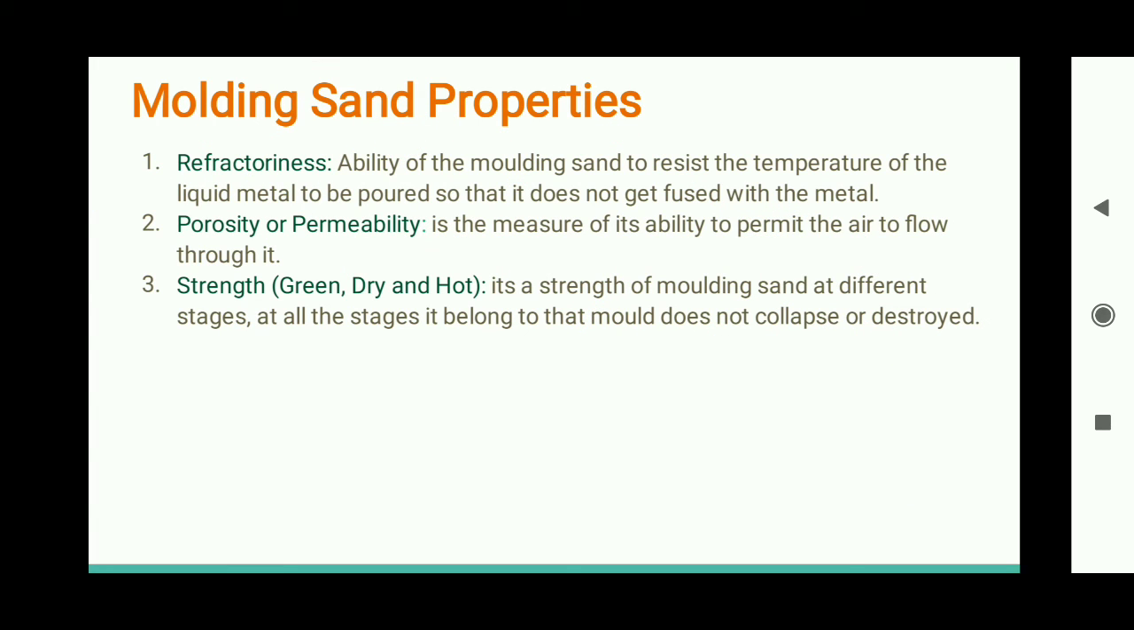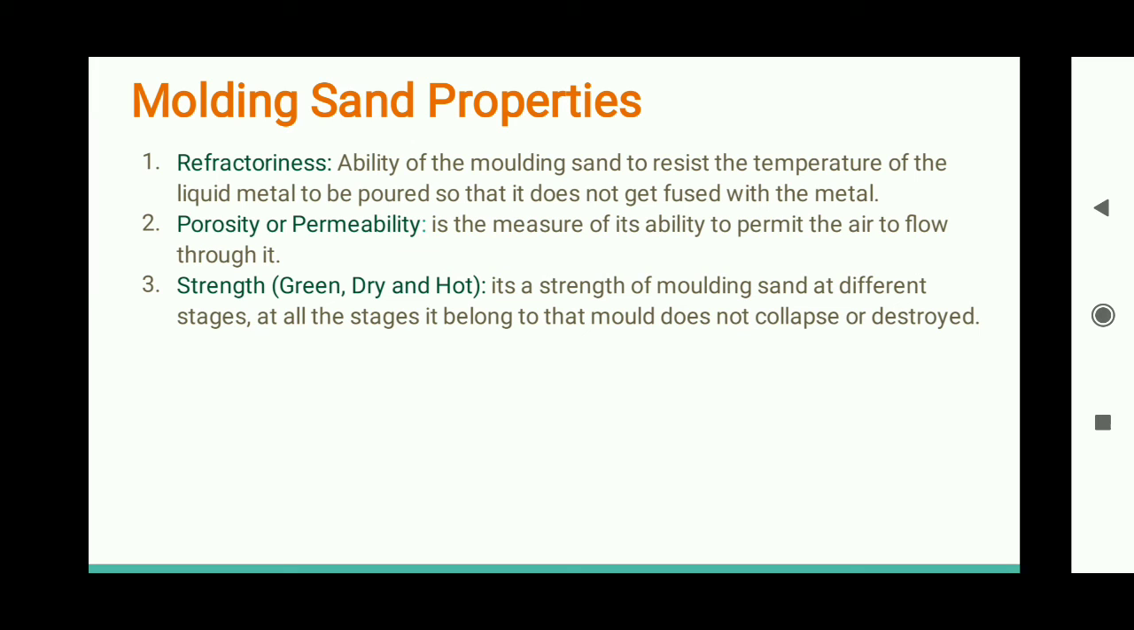Next, when the molten material is filled inside this cavity, because of the temperature or the heat that suddenly came into contact with this molding sand, the moisture quickly evaporates. At this stage this molding sand must possess sufficient strength to retain the exact shape of the mold cavity. That sufficient strength required to retain the exact shape, we call dry strength. Next is hot strength.